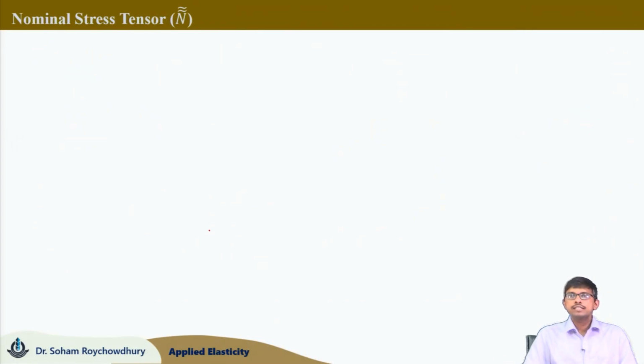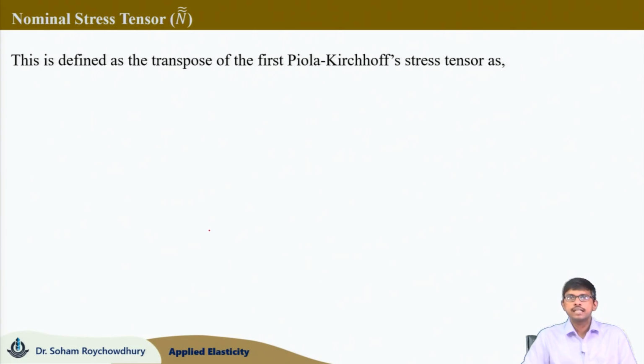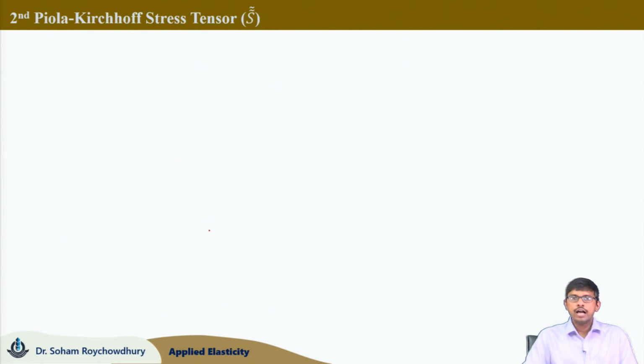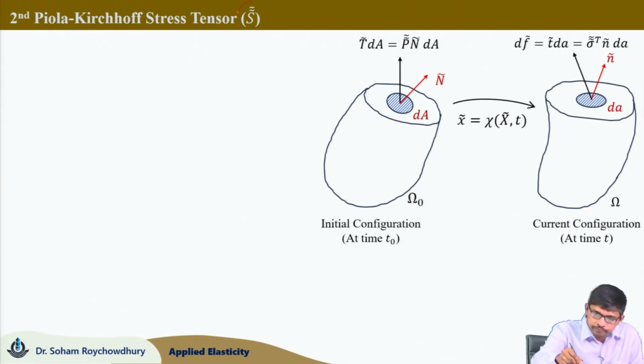Now, the inverse of this first Piola-Kirchhoff stress tensor is defined as the nominal stress tensor, another stress measure, but this is not much used in practice. So, the nominal stress tensor N is defined as the transpose of the first Piola-Kirchhoff stress tensor P. Now, we are moving to the definition of the second Piola-Kirchhoff stress tensor, which is denoted by capital S.